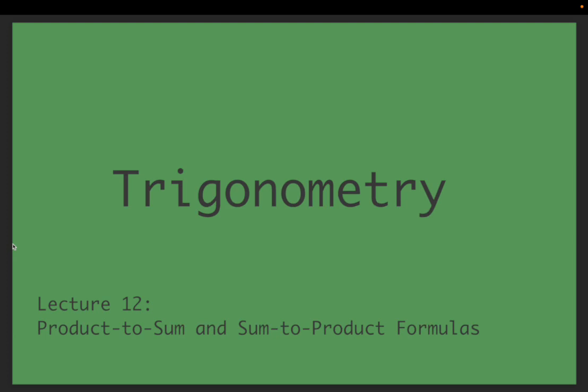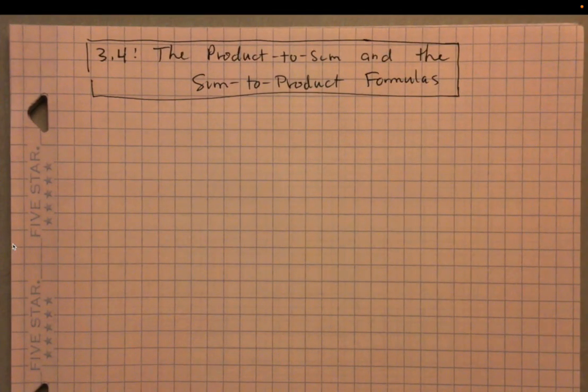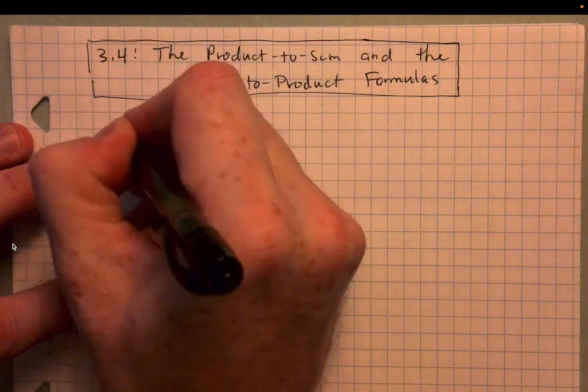This is going to be lecture 12 of the course. And in this section, we're going to talk about two more groups of trig identities: the product to sum formulas and the sum to product formulas. So let's go ahead and jump into it. And we'll start with the product to sum formulas.